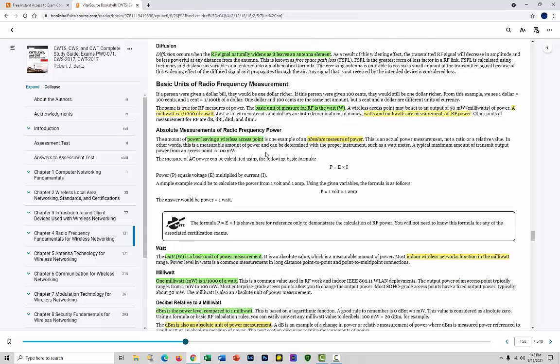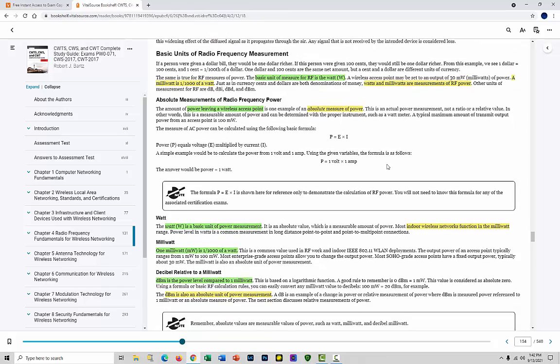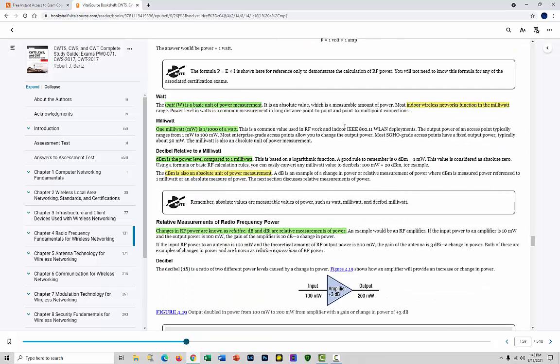And this could be a test question. What is the power leaving the access point? It is the absolute measure of power, right? Not what's received by the receiver, but the power leaving the access point is the absolute measure of power. So there's some calculations here. Don't worry about memorizing it. Watts are a basic measurement, but milliwatts are kind of what we deal with for Wi-Fi basically.